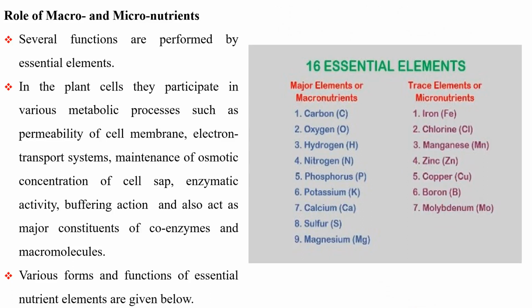Role of macro and micronutrients. Several functions are performed by essential elements. In the plant cell, they participate in various metabolic processes such as permeability of cell membrane, electron transport system, maintenance of osmotic concentration of cell sap, enzymatic activity, buffering action, and also act as major constituents of coenzymes and macromolecules. Various forms and functions of essential nutrient elements are given below.